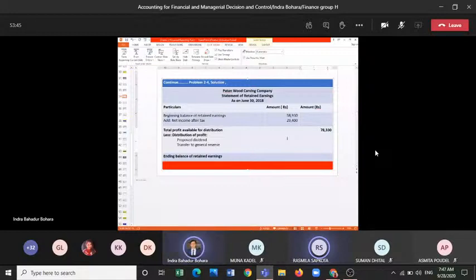Okay, proposed dividend just declared by the company, that is proposed dividend 27,000. Then transfer to general reserve 12,000. Now take the sum and deduct from the total. 49,000 is the total sum.